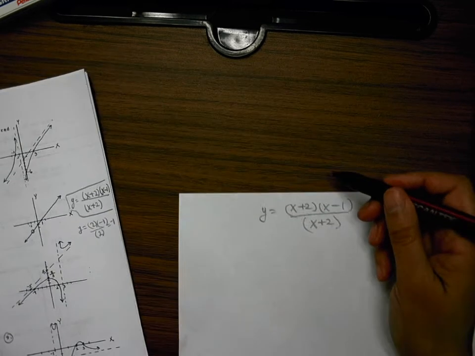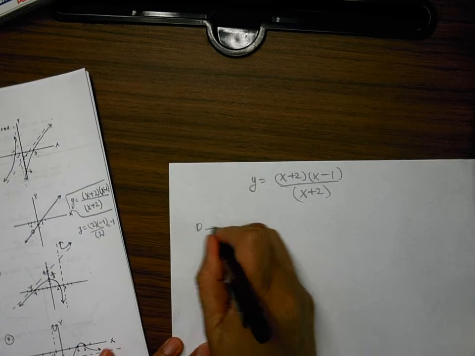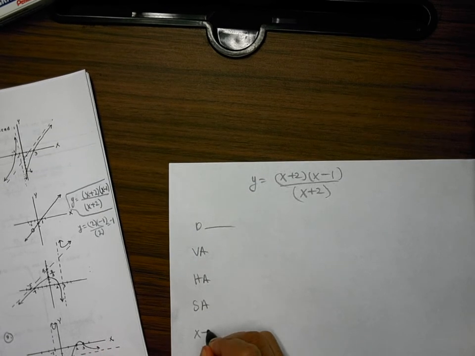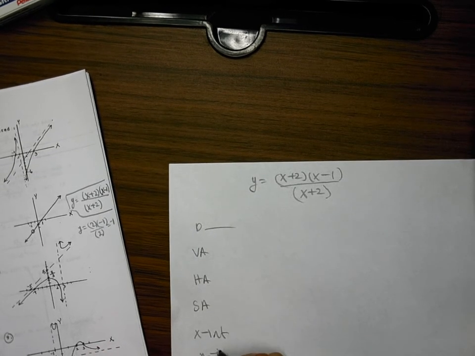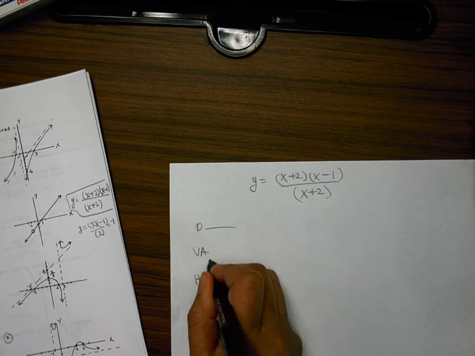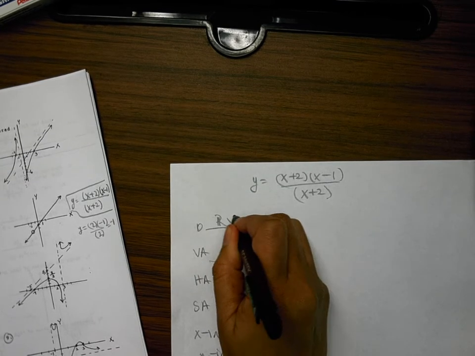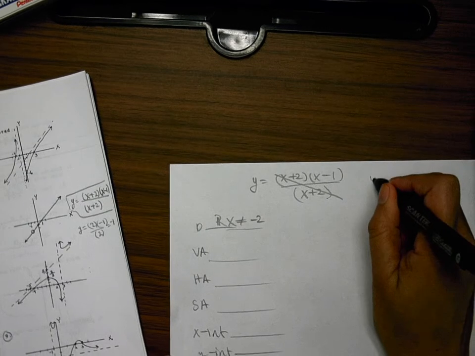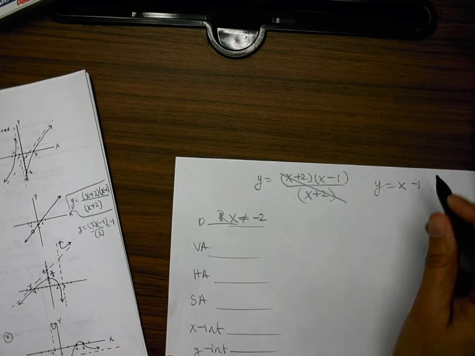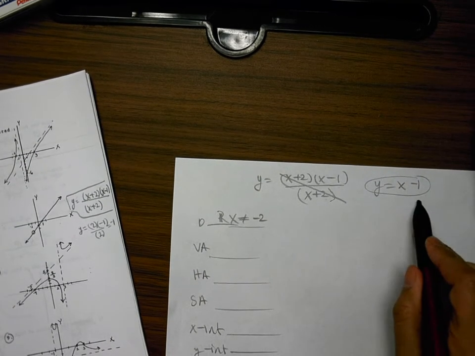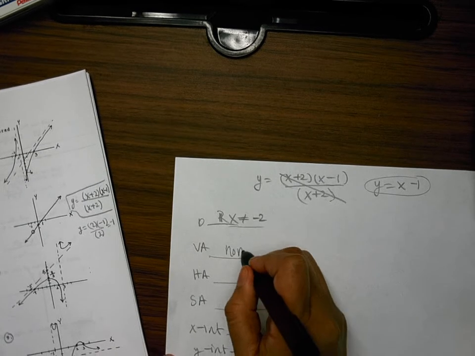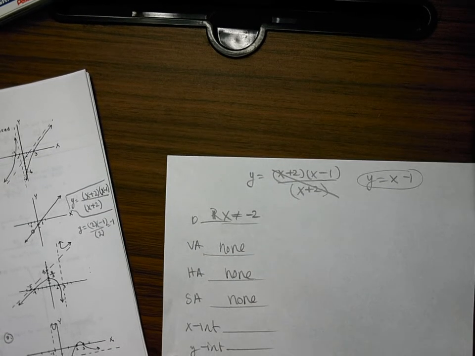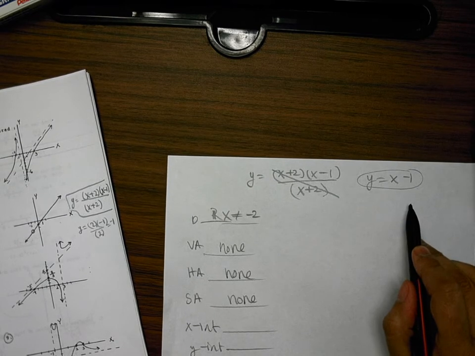But what if I gave you this and asked you to graph it? D, VA, HA, SA, x-intercept, y-intercept. We're going to go through that quickly. Domain, all real such that x cannot equal -2. Reduce it, leaving me with y equals x minus 1. And I believe I've said this before, if there's no variable in the numerator, all of your asymptotes are none. You will need to know that for the test as well. None, none, and none, because there's no variable in the denominator.